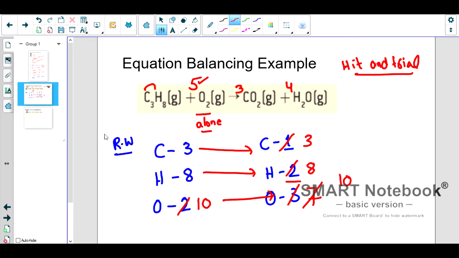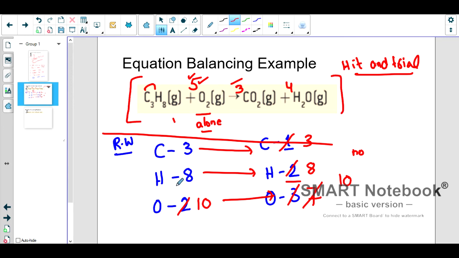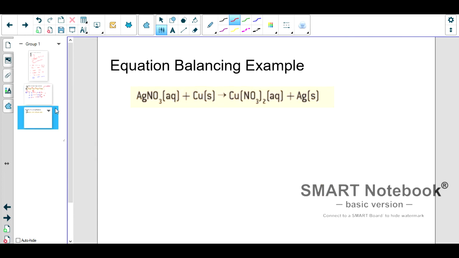Very important point: what you do here is basically rough work. It does not have that much importance. You are solving your equation here, but if you forget to put these coefficients, your answer will be wrong. You have to write the equation in this way, putting the coefficients here. Okay, let's do one more example for practice.